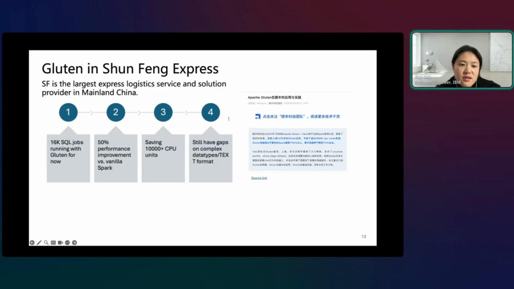And of course, there are still some gaps, like some complex data types are not supported and some file formats are not supported, like text. And we are in the process of supporting these cases.